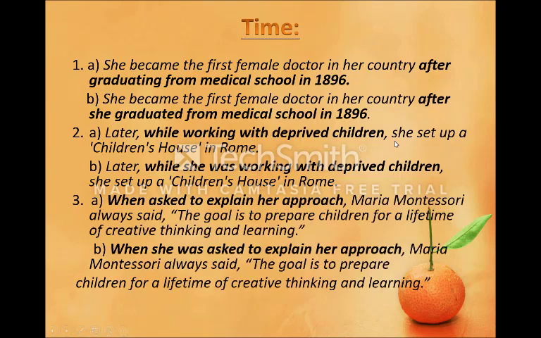3. When asked to explain her approach, Maria Montessori always said, "The goal is to prepare children for a lifetime of creative thinking and learning." When asked, this is a participle. So, when she was asked to explain her approach, Maria Montessori always said, "The goal is to prepare children for a lifetime of creative thinking and learning."